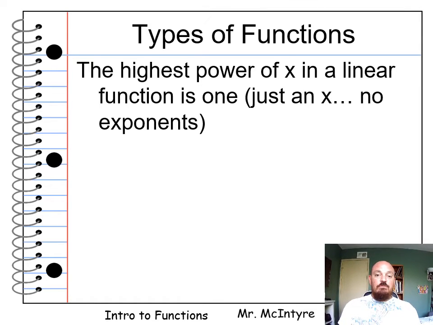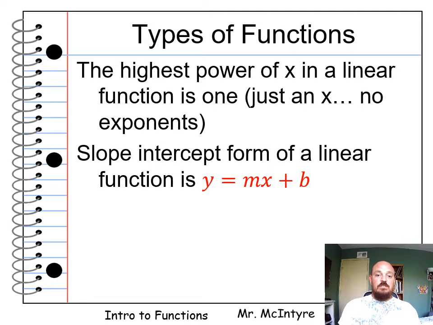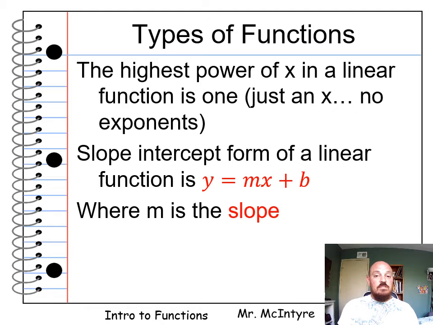Now, the most common form of a linear equation is what we call slope-intercept form, and it's y equals mx plus b. Now, in that equation, the letter m stands for the slope of the line, and that's what I want to focus on for the rest of today's video. Probably the most important aspect of any line is its slope, so we want to make sure that we really understand how to find the slope of a line.